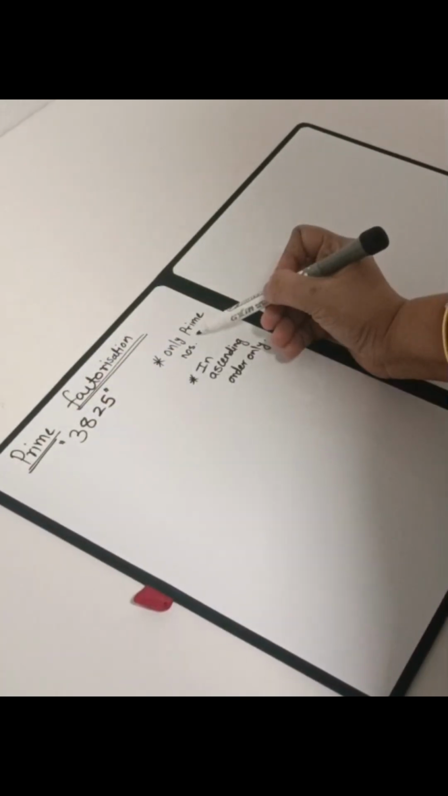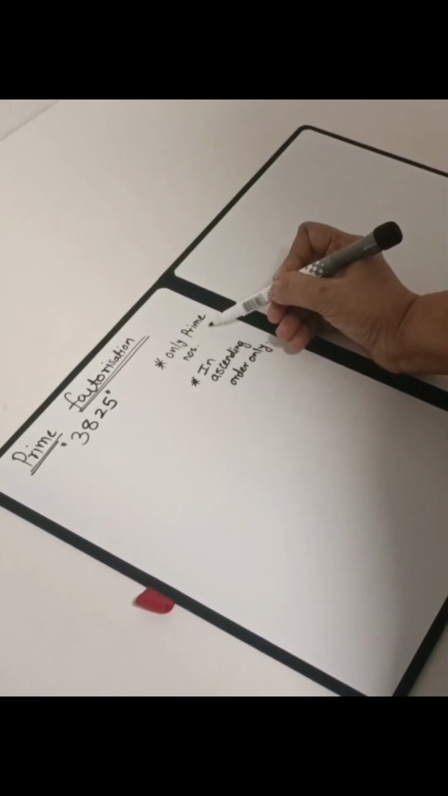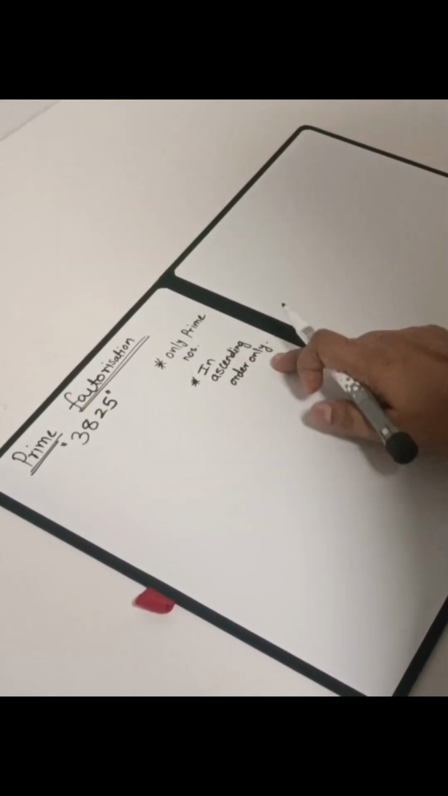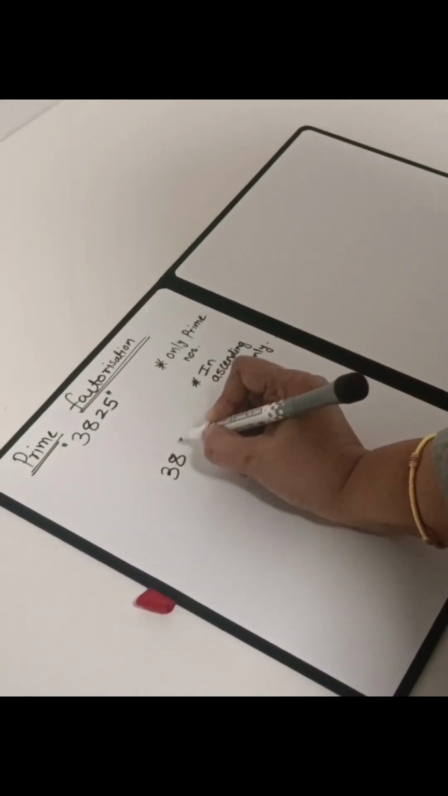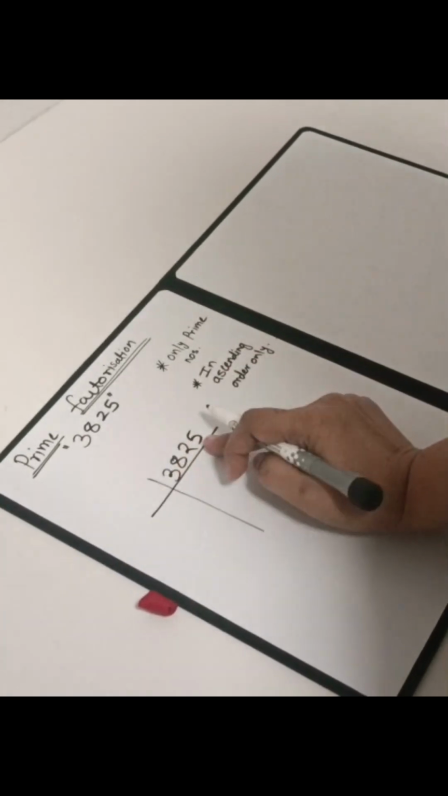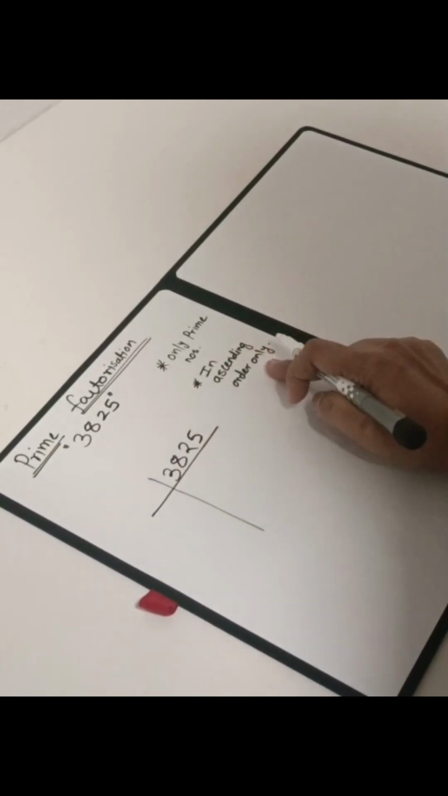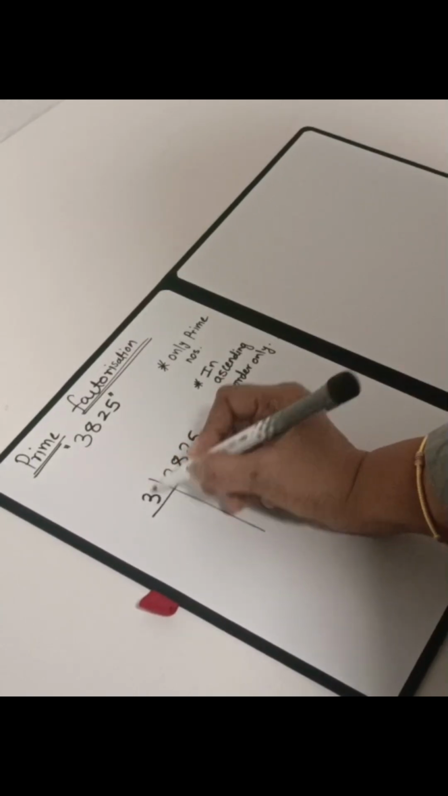So prime factorization of 3825, there are two rules. First, whichever number you get, it has to be a prime number, and prime factorization should be in ascending order only. So let us start prime factorization of 3825. You can see this number is divisible by 5 because it ends in 5. But as per the rule of ascending order, first you have to see whether it is divisible by 3. So let us check for 3.